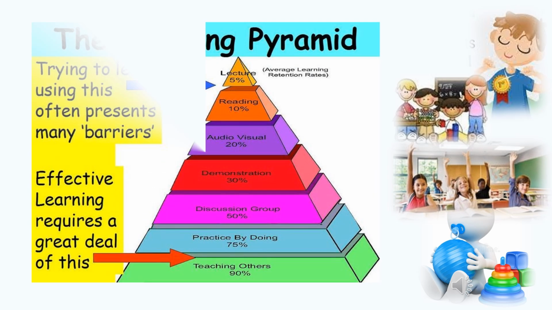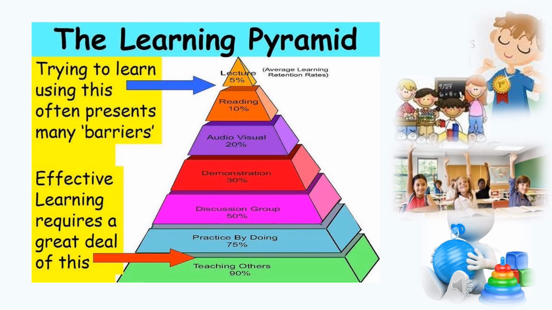The pyramid highlights the difference in information retention between passive and active learning methods. By knowing this, you can prioritize strategies that lead to deeper understanding and longer lasting knowledge. This allows you to learn more effectively in time.